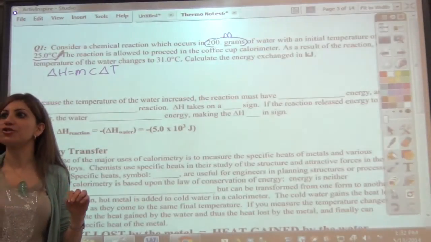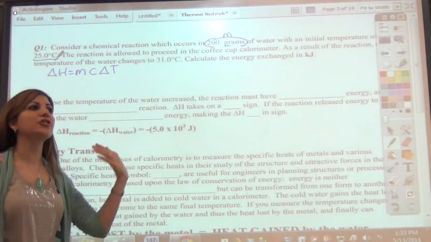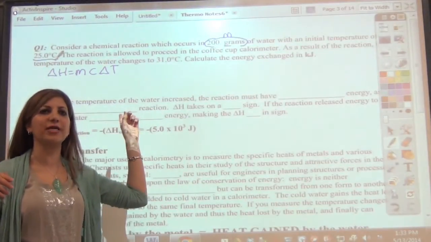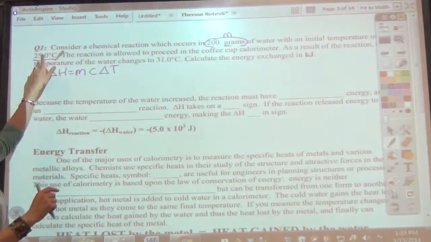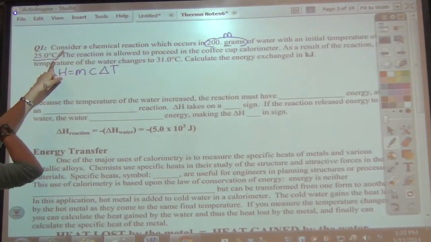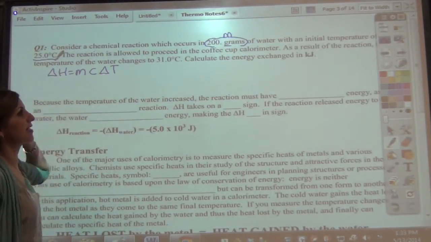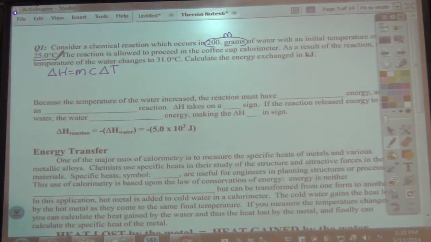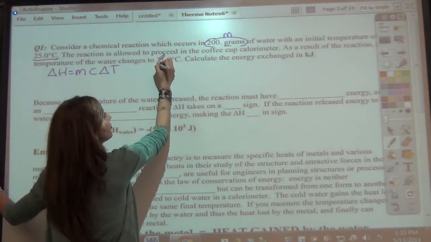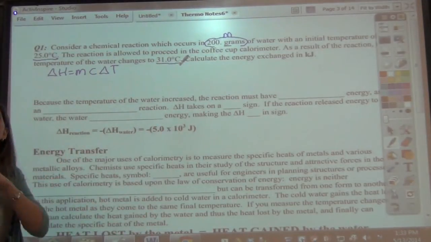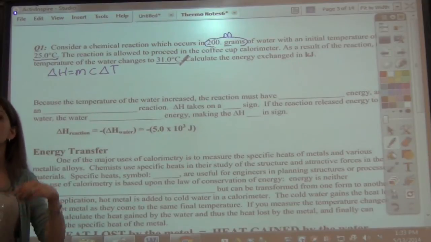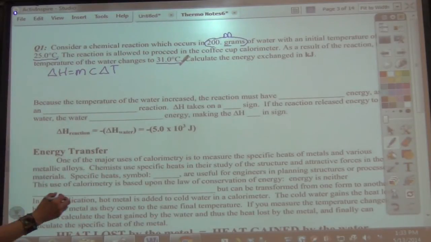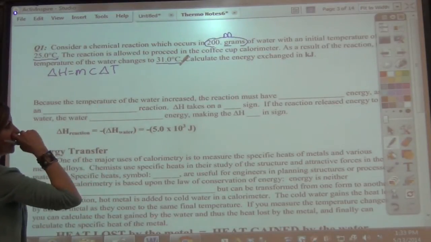It's not a change. Awesome. If they said the change in temperature is that, then you'd be good. But they're saying the initial temperature is that, so we're okay right now. The reaction is allowed to proceed in the calorimeter. As a result of the reaction, the temperature changes to 31 degrees Celsius. Not that it changed by 31 degrees, it changed to 31 degrees. So in that case, we can figure out our delta T.